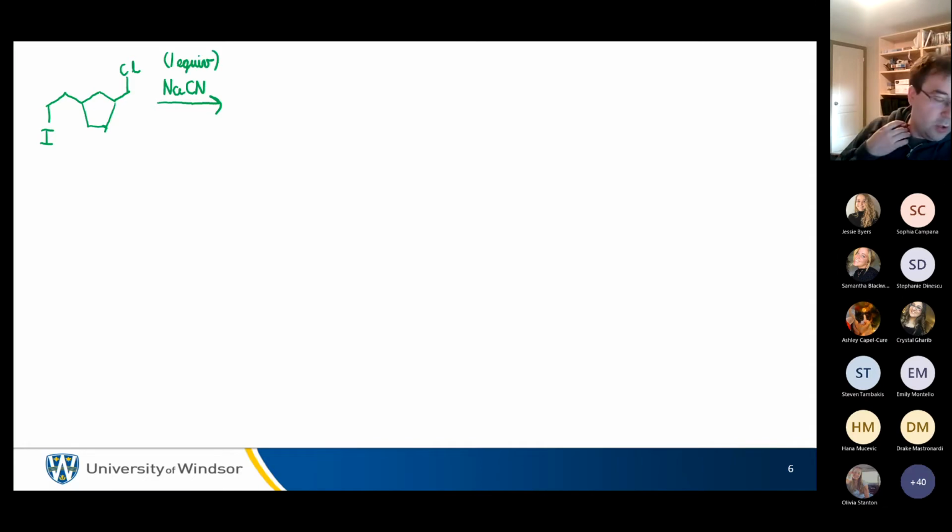So if I have one equivalent of sodium cyanide, I made this problem more complicated than it needed to be, but you know, it's part of the whole game. What am I going to do? Like type of reaction and which leaving group am I going to displace? Let's run through a few examples with this kind of pattern. I as leaving group is better, absolutely. What kind of reaction am I going to do though?